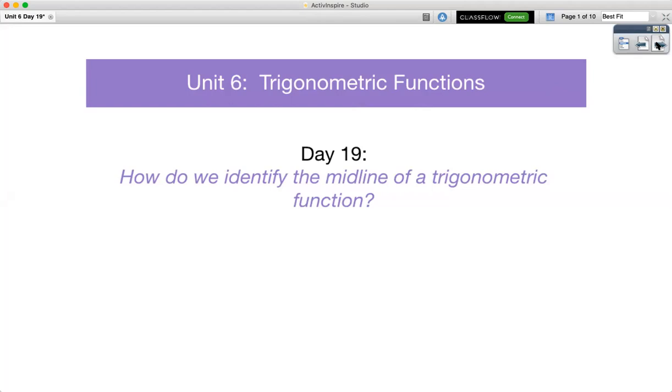Now, before we get into this concept of midline, I want to do a review of another concept that you've learned about for trig functions, and that is amplitude. I want to talk about amplitude first because that really gets us ready to understand what midline is all about and where it is in our trig function.